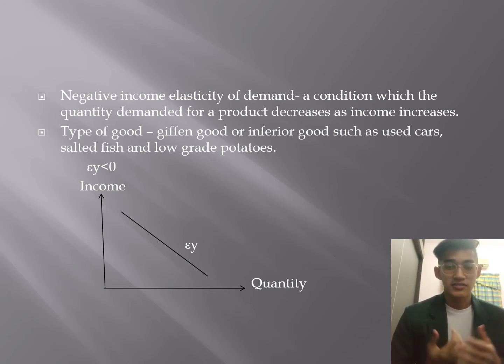Next, negative income elasticity of demand, a condition in which the quantity demanded for a product decreases as income increases. The type of good is Giffen good or inferior good such as used cars, salted fish and low-grade potatoes.